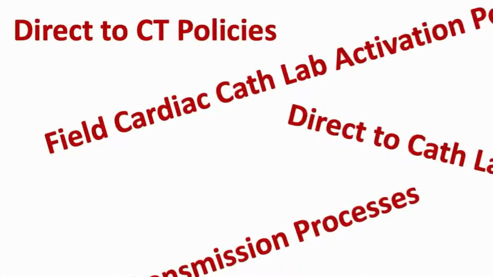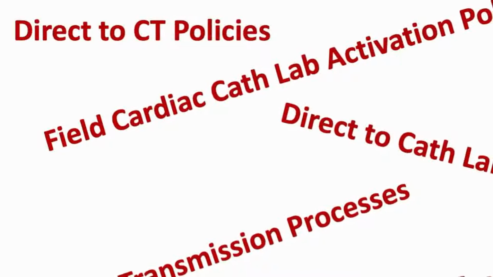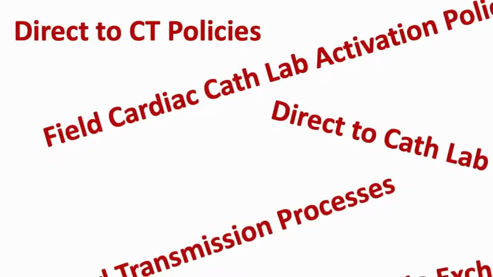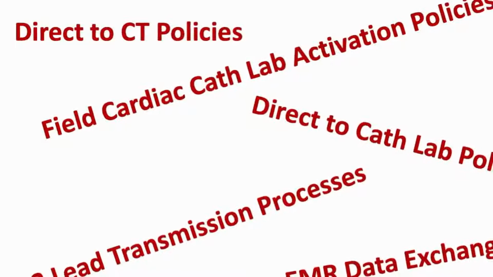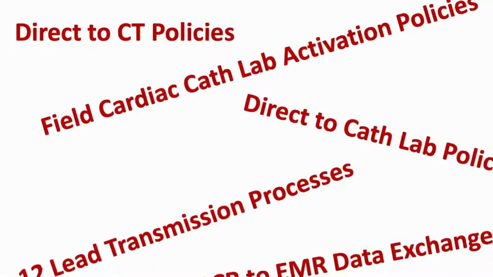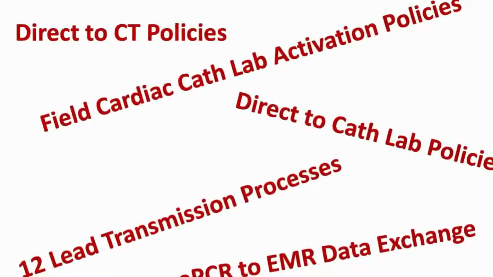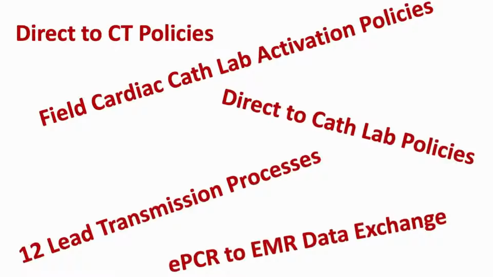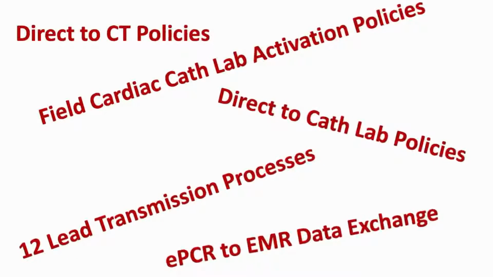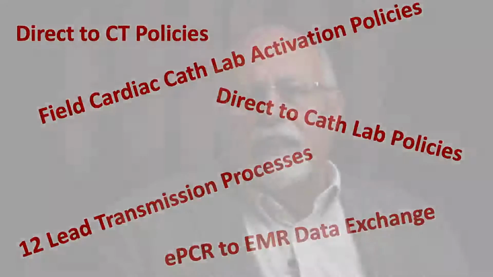Now, some improvement projects will have to be implemented within each provider organization. The idea for a project might come from the systems level subcommittee, but it gets implemented by each provider agency in its own way. For example, field cath lab activation policies, direct-to-cath lab or CT scanner protocols, 12-lead transmission processes, and ePCR to hospital data connections are all projects where each individual hospital and EMS agency will have their own way to operationalize them within their respective institutions.